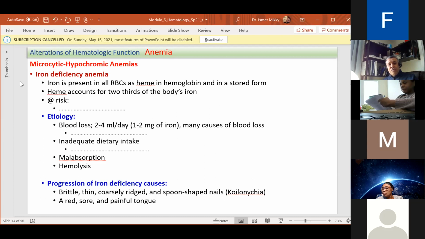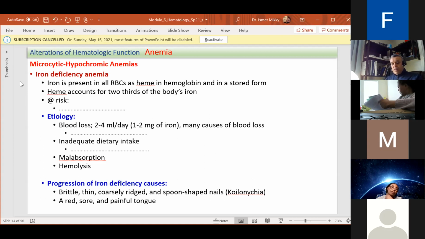Malabsorption could be a problem too. Etiology, the cause for this specific anemia, iron deficiency anemia: there is a problem with the absorption of the iron, or the iron is being taken but there is hemolysis. A high rate of RBC hemolysis could result in iron deficiency. And this is the most common type of anemia worldwide, not just in the US. Most of the cases would be due to nutritional iron deficiency.